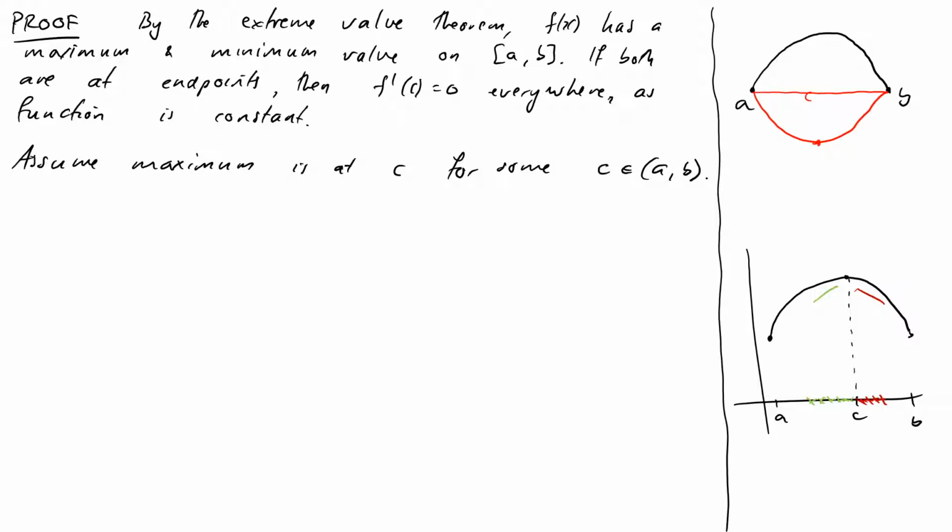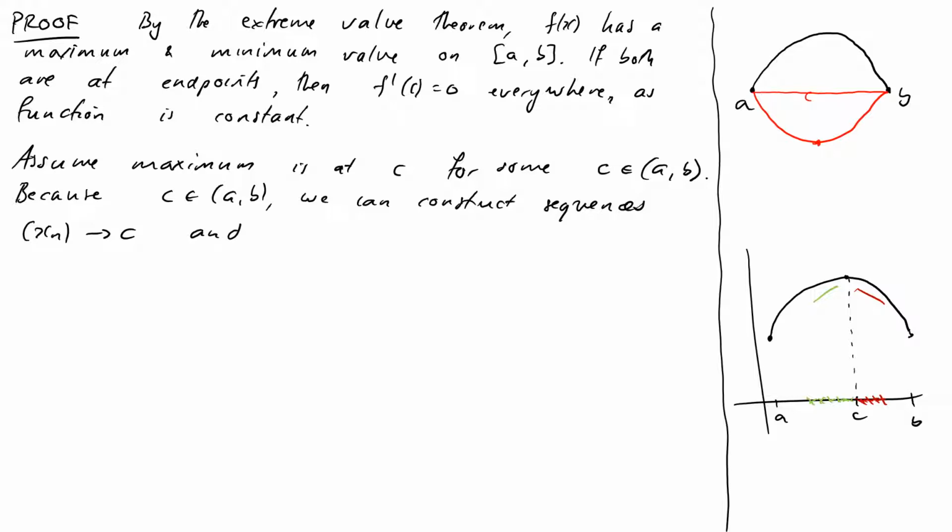Because c is in our interval, we can construct sequences, okay, so we'll call one of them xn and one of them yn, both of which converge to c, satisfying, we'll put xn on the left of c, so we'll call the green one our sequence xn down here, and we'll call this red one our sequence yn.